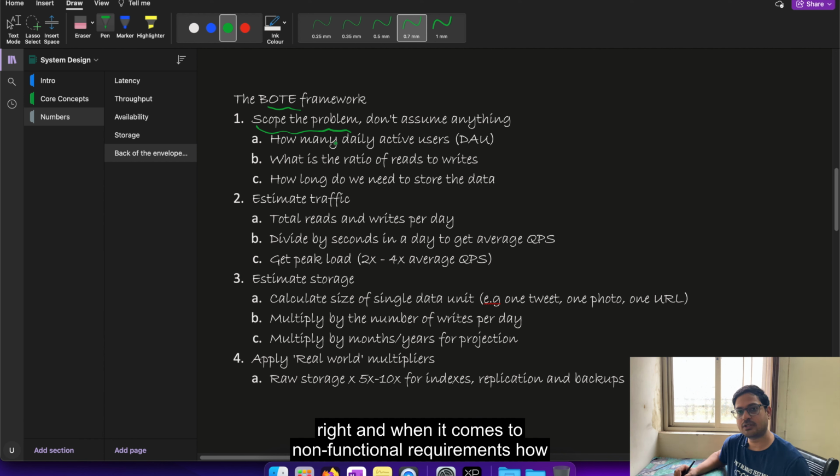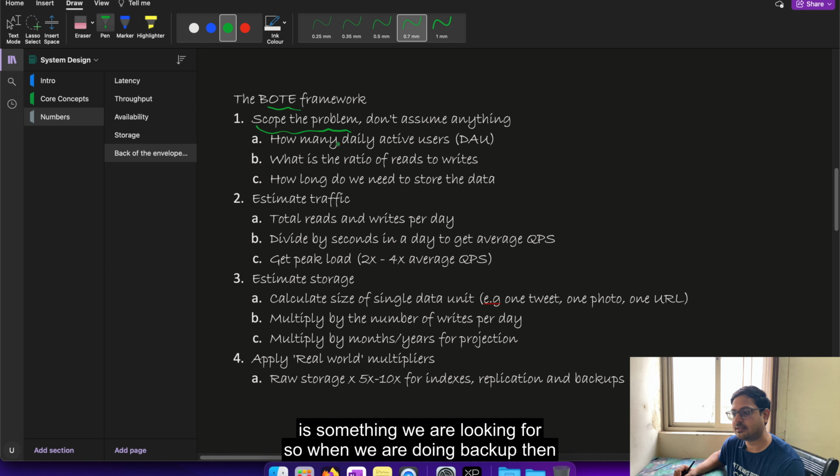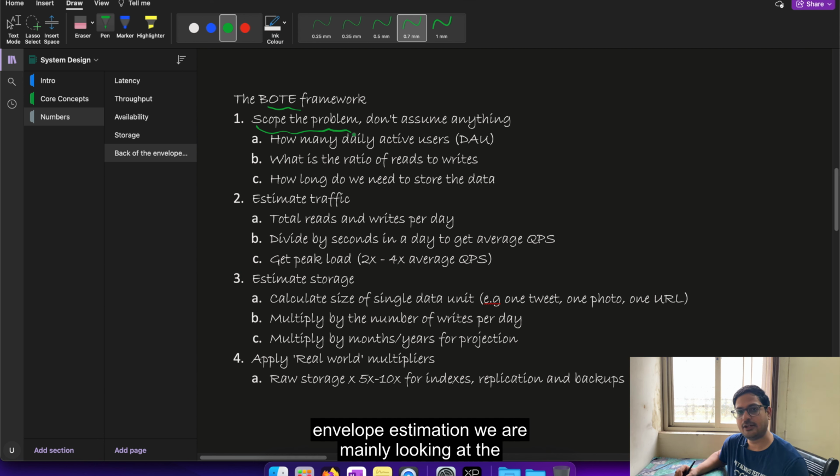And when it comes to non-functional requirements, how do we scale it up for a large number of users? How do we handle latency, how do we handle so much throughput, how do we handle storage of all these videos so that we can achieve larger scale, is something we are looking for. So when we are doing back of the envelope estimation, we are mainly looking at the non-functional side of things and not the functional side. Functionality will be achieved through breaking down the system into different services and components, and seeing how they work together to function the system, right?